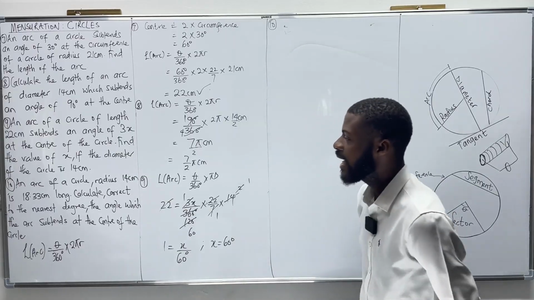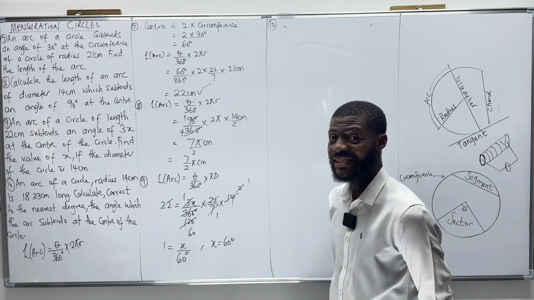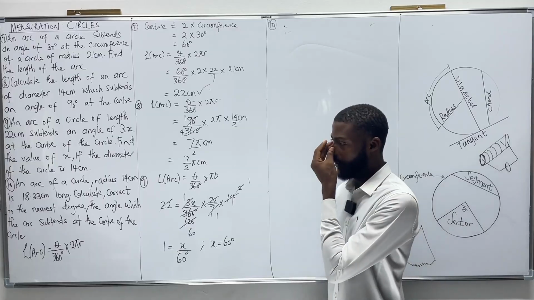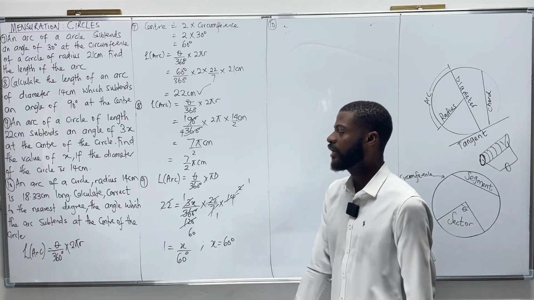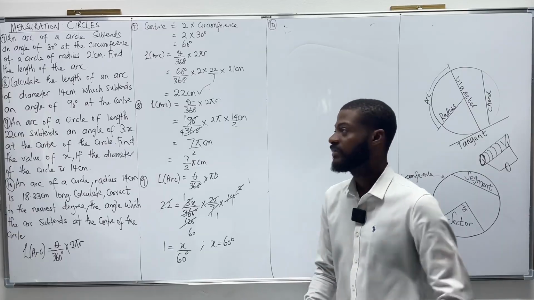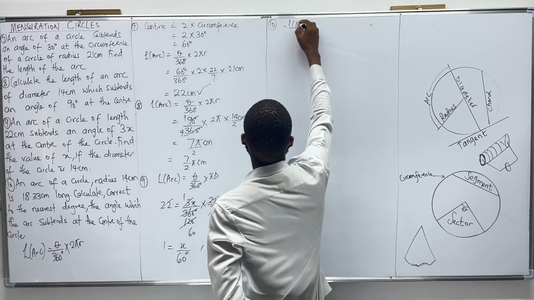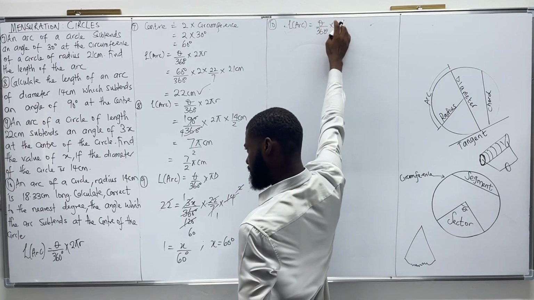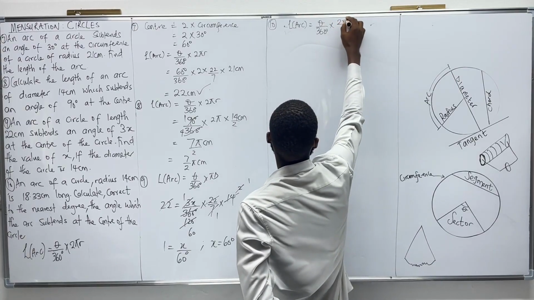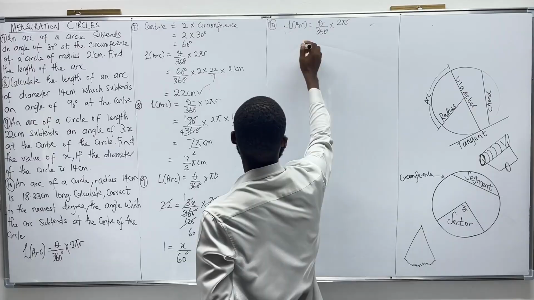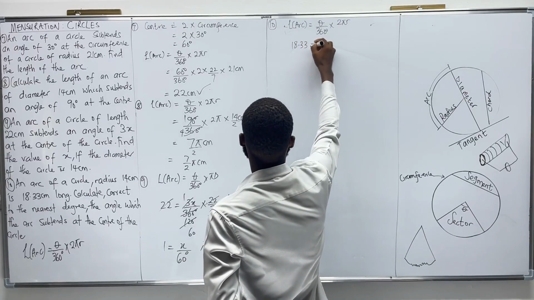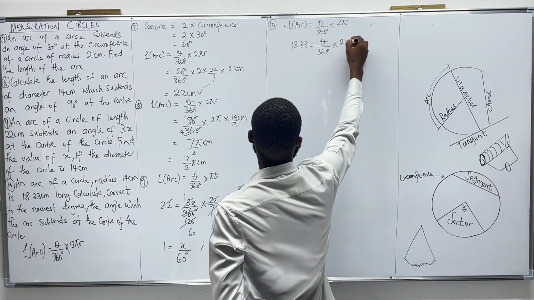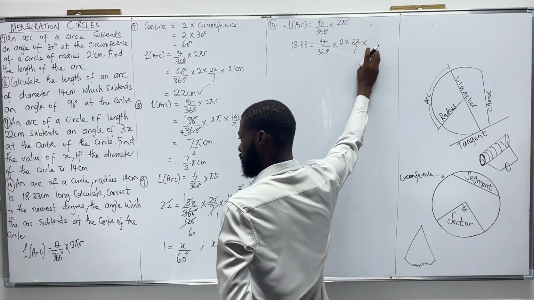Okay, number 10 says an arc of a circle, radius 14 cm, is 18.33 cm long. Calculate, correct to the nearest degree, the angle which the arc subtends at the center of the circle. So again, length of an arc is theta over 360 degrees times, was that radius? Oh yeah, 2 pi r. So the length of the arc is 18.33. So theta is not known, so that will be theta over 360 degrees times 2 times 22 over 7. The radius is 14.